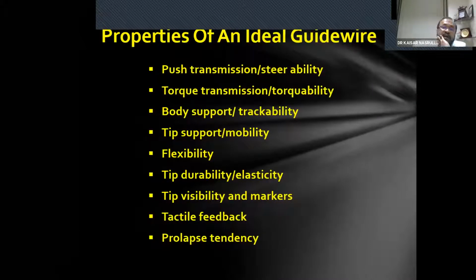So the properties of an ideal guide wire: it should have push transmission, torque transmission, good support, tip support, flexibility, a tip durable enough to use in multiple vessels, a visible tip, tactile feedback, and less prolapse tendency.